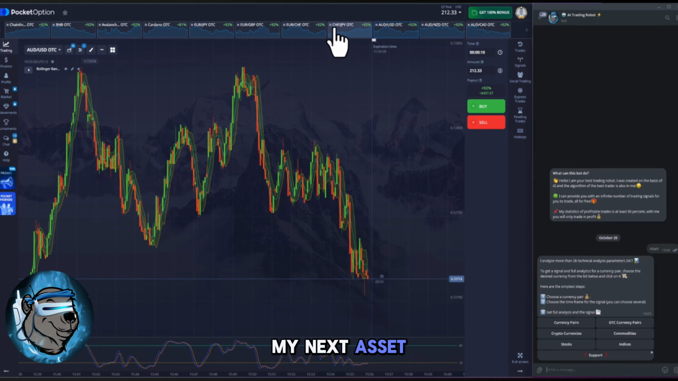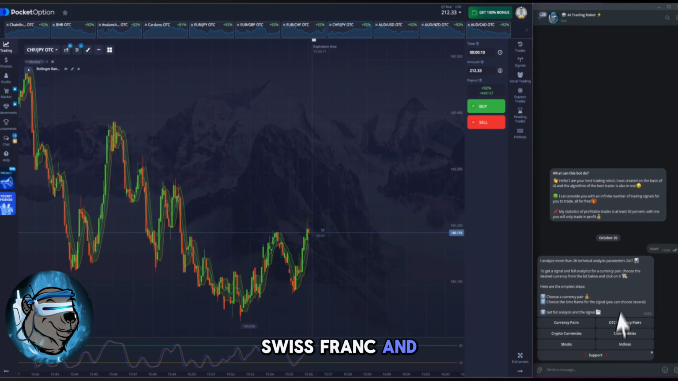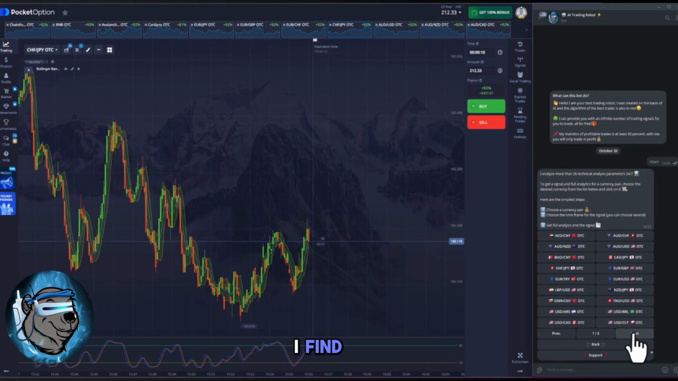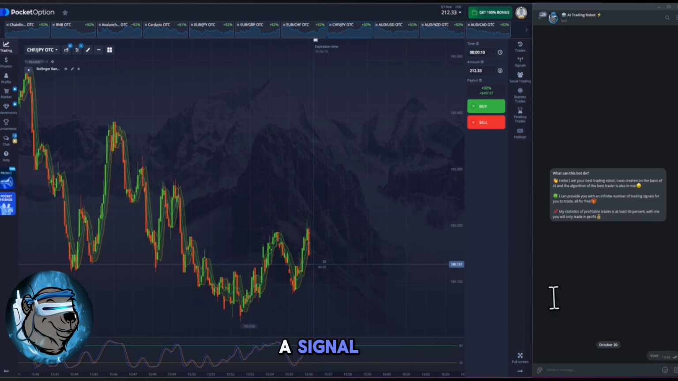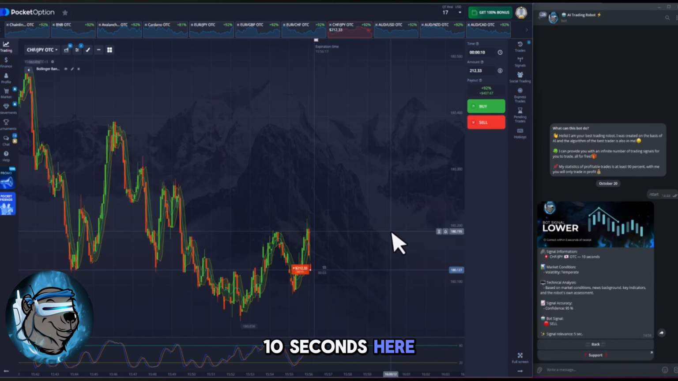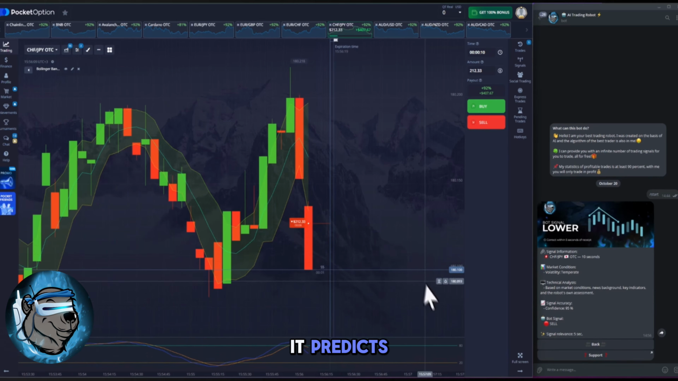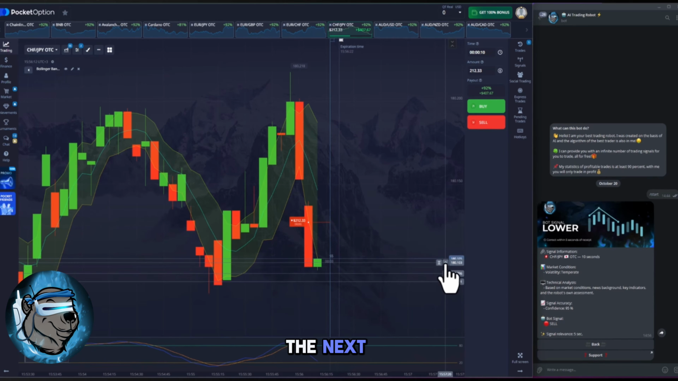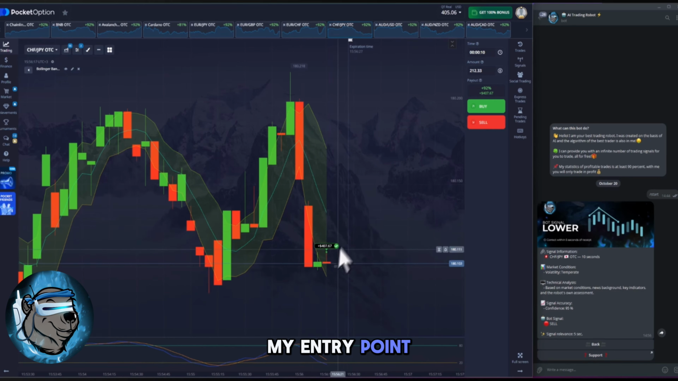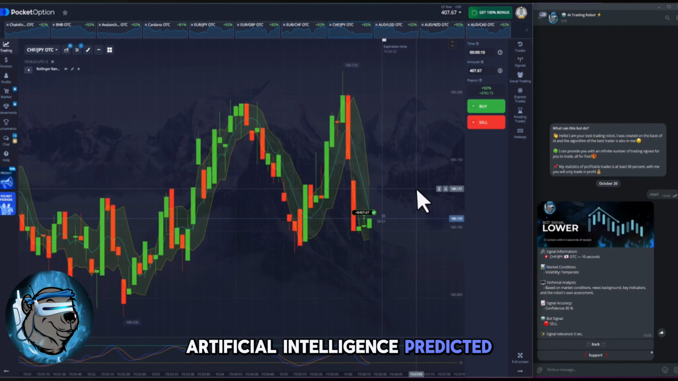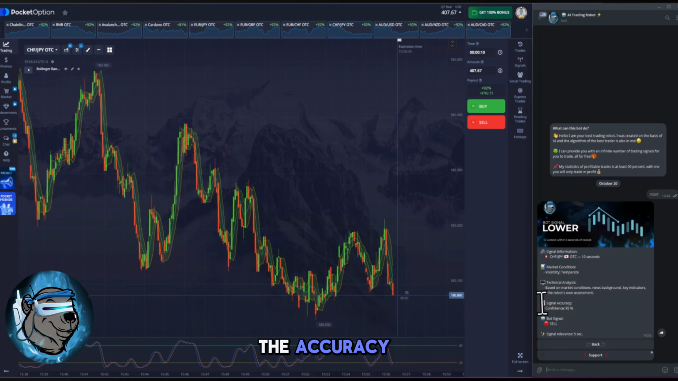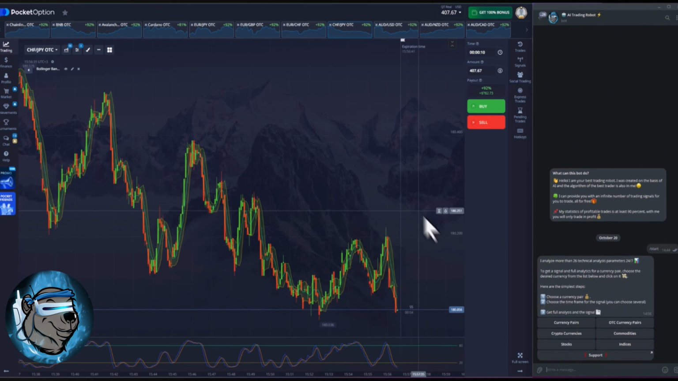My next asset, Swiss franc and Japanese yen. I find this trading asset and also request a signal for 10 seconds. Here, the trading tool tells me that it predicts the price will go down over the next 10 seconds, meaning the price will close below my entry point. Overall, that's exactly what happened, just as the artificial intelligence predicted. The accuracy of this signal was as high as 95%, based on the technical analysis that was conducted.